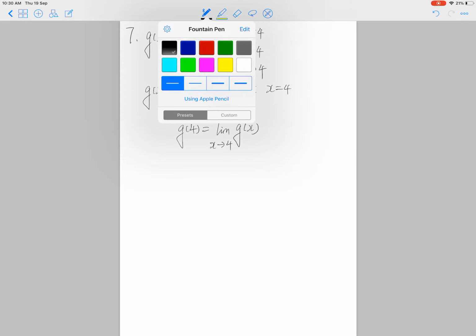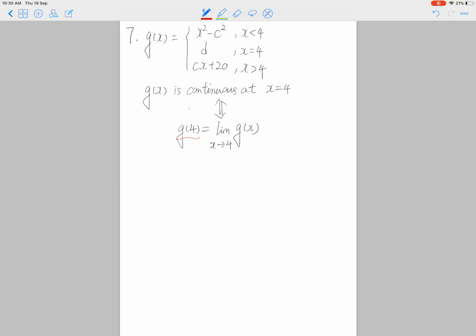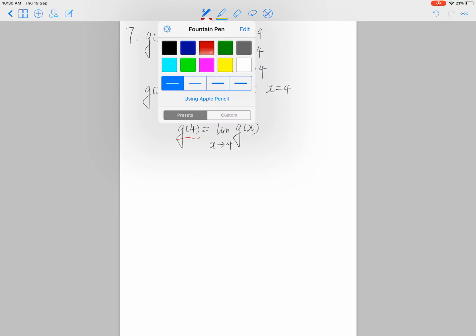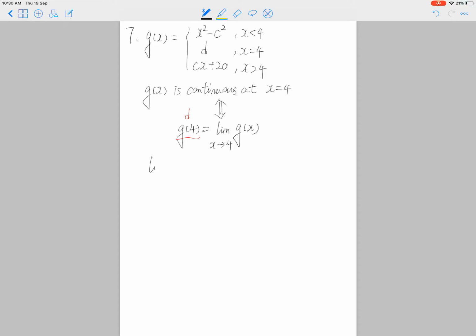So what is g(4)? g(4) is d, right? So d should equal this limit. Then does this limit exist? This limit does not necessarily exist, right? Again, this limit exists if and only if the limit from the left equals the limit from the right.